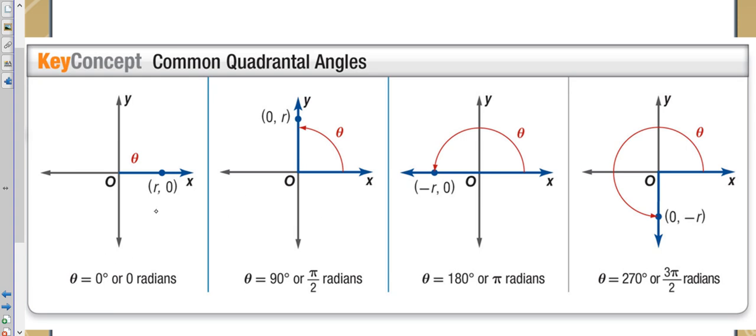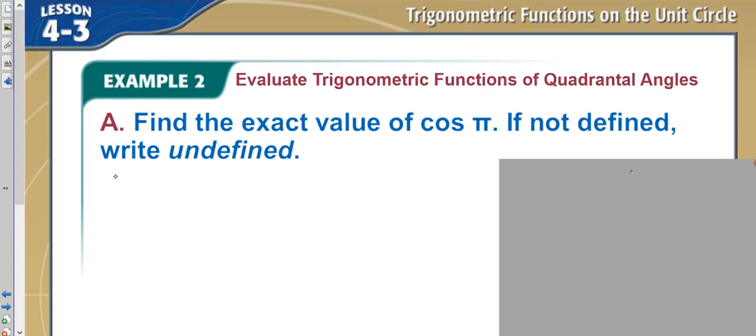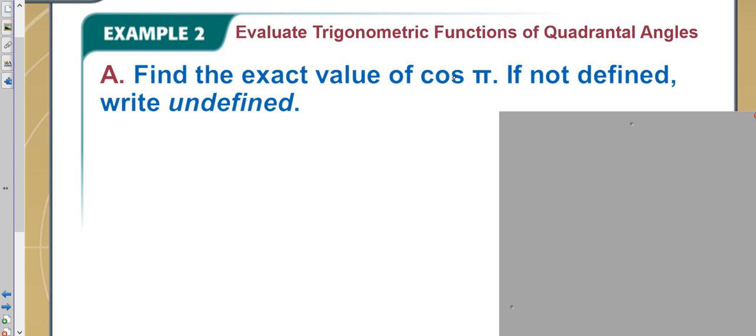And so in all of these situations, you could find theta. You could plug it into the calculator, or you might just know them off the top of your head. This is 0 degrees, that's 90, this is 180, this is 270. So it says, find the exact value of cosine theta.